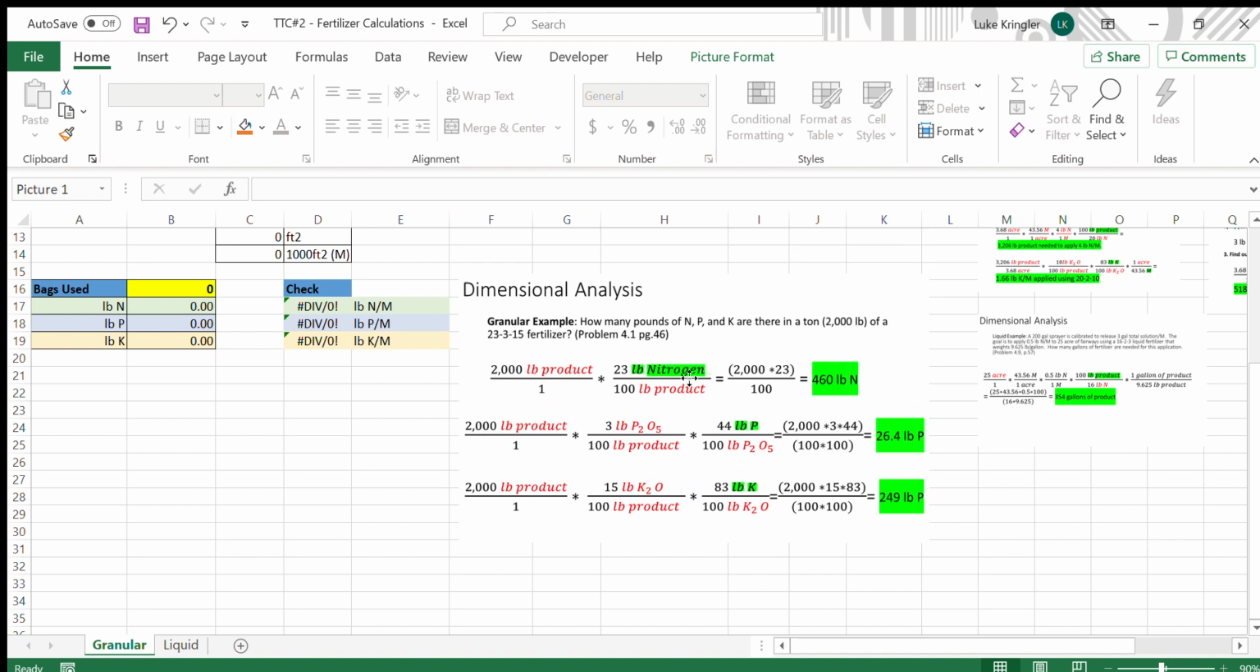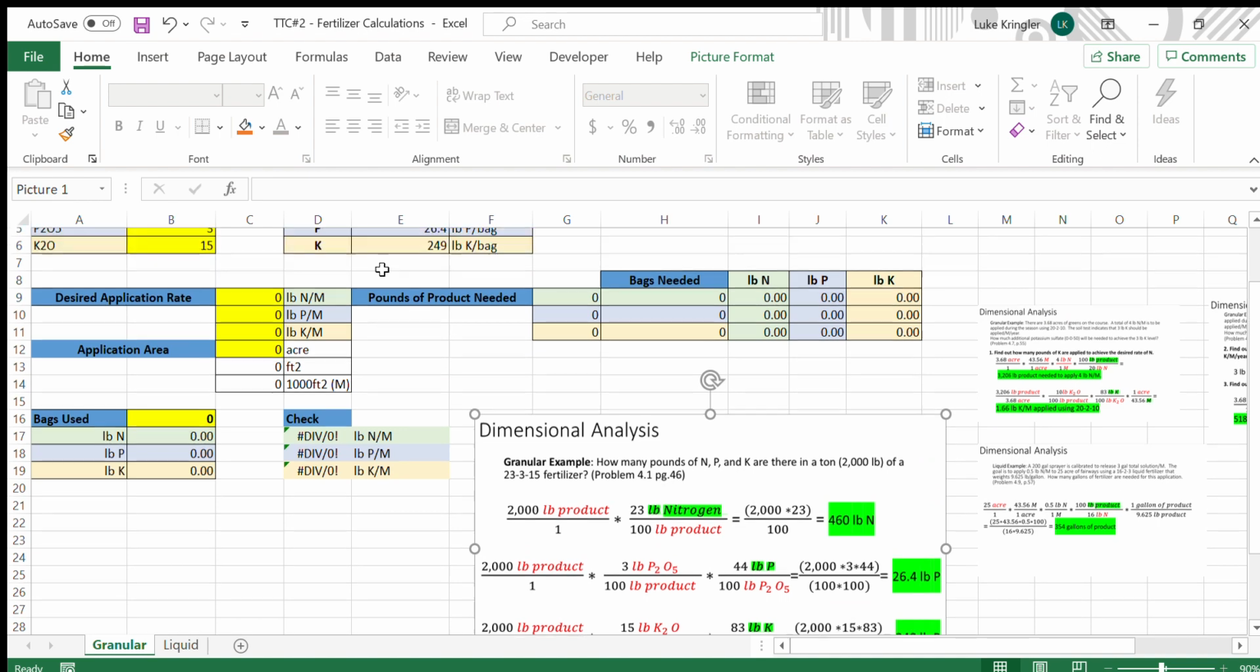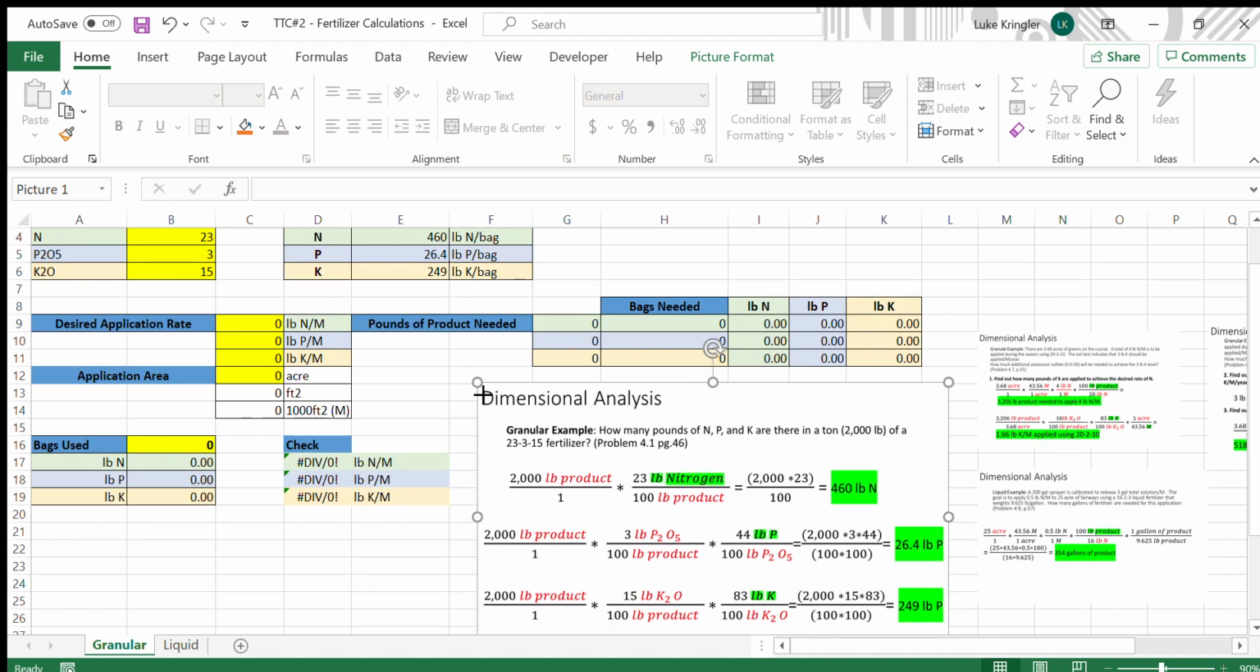And if we look here at this slide, this is the dimensional analysis method if you were to do it by hand. And you see that when you do it the long way, you come up with the same answers as the Excel. So we're doing a good job so far.